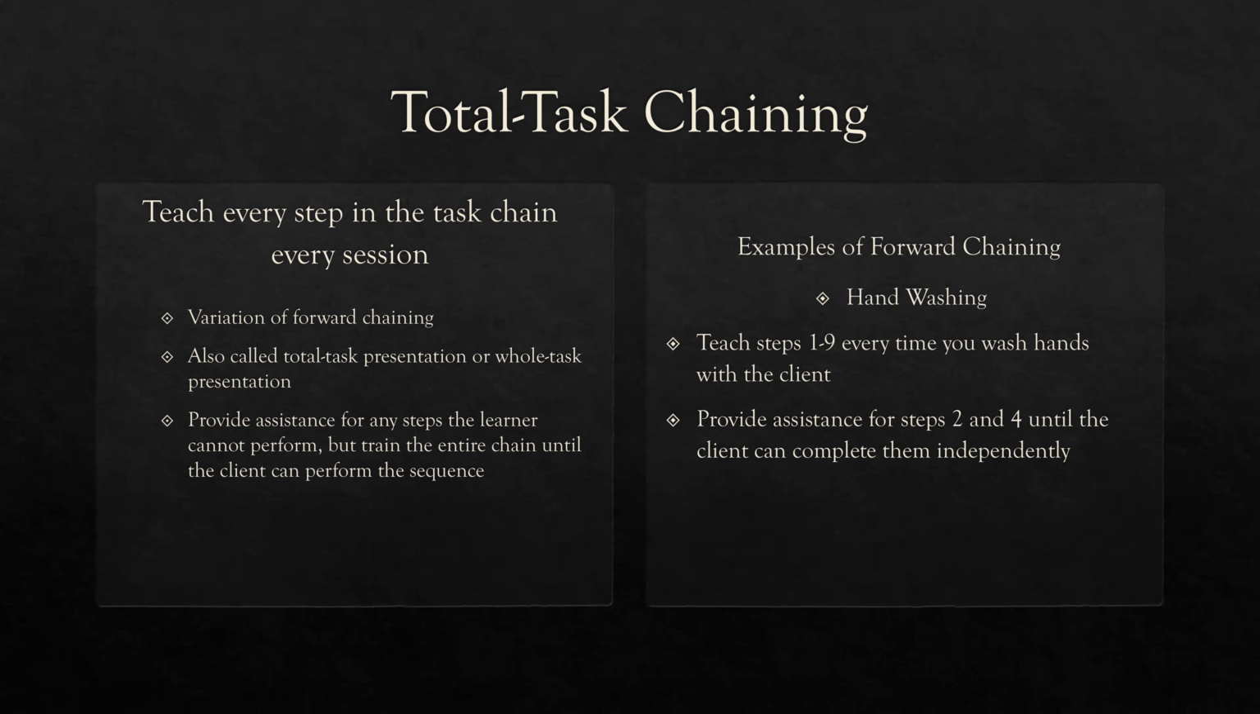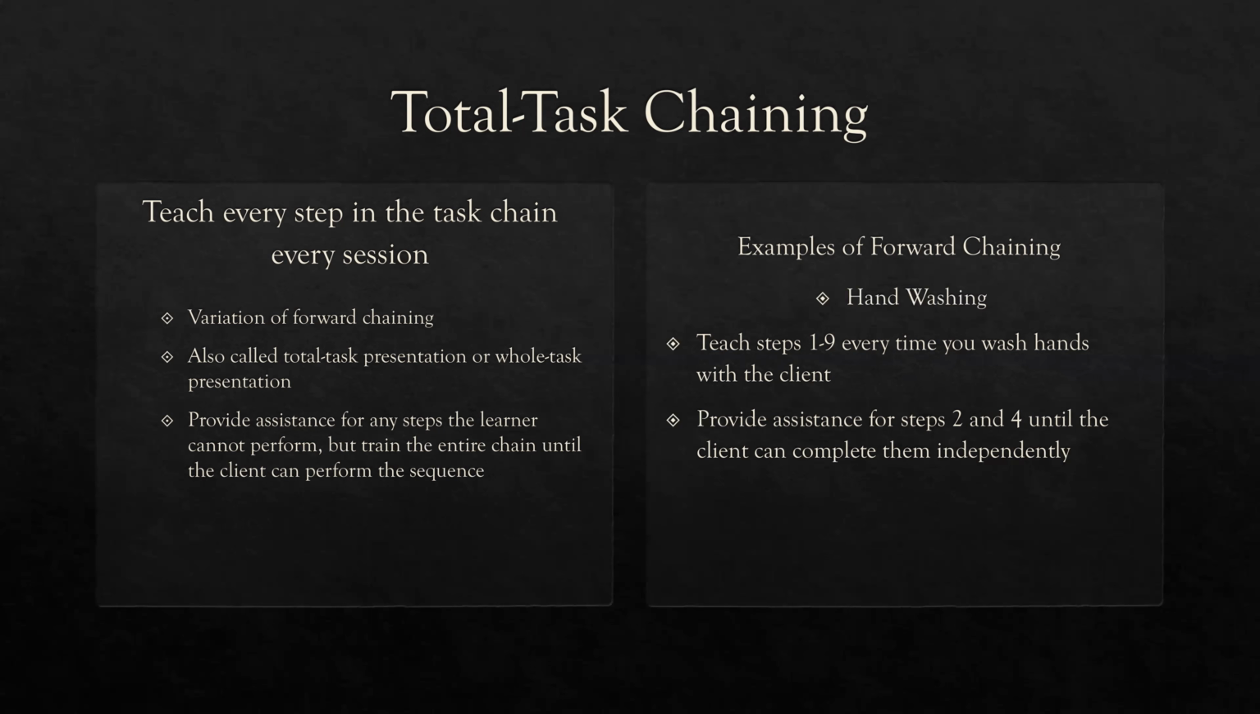It's a variation of forward chaining, right? Because we're not technically backward chaining. We are teaching in order, but instead of stopping at step 1 or stopping at step 2, we're doing steps 1 through 9 every single time. It's also called total task presentation or whole task presentation. You provide assistance for any steps the learner cannot perform. So if we have steps 1 through 9 for hand washing, we're going to teach steps 1 through 9 every time we wash hands with the client.